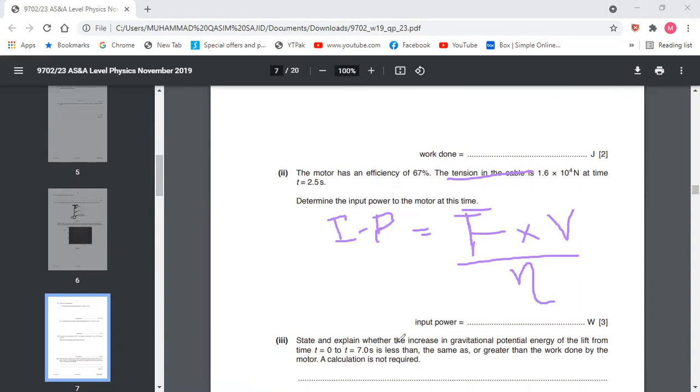Abdullah, is this clear? The formula is clear? Yes, sir. Okay. Let me find the input power real quick. So force equals to 1.6. Force is just the tension, that is 1.6 into 10 raised power 4. So what is the value of V? How to find the value of V?